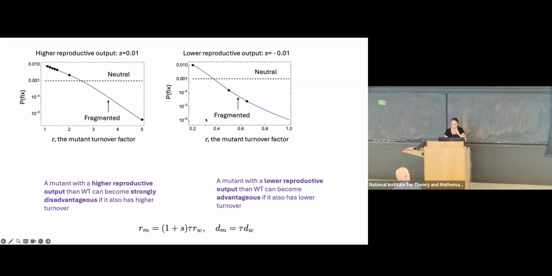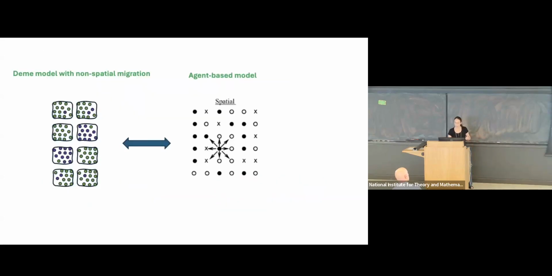And the same thing happens if, here, the mutant turnover factor goes from 1 to 0. So these are slowing down. They are originally disadvantageous, negative s. So their probability of fixation is less than neutral, but we make them slower and slower and slower and slower. They become advantageous. So in the presence of space, we see a reversal of selection. The theory works very well with stochastic simulations performed in the islands.